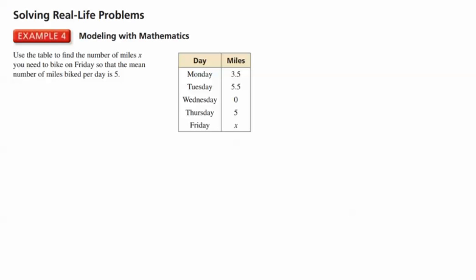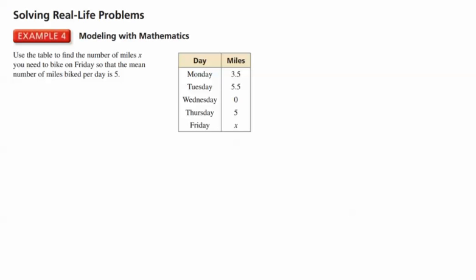Well, this is similar. Here we have someone who is riding their bicycle 5 days, Monday, Tuesday, Wednesday, Thursday, Friday, and they have ridden 3.5 miles on Monday, 5.5 miles on Tuesday. They didn't ride on Wednesday, 5 miles again on Thursday, and today, Friday, they want to know how many miles they need to ride in order to maintain their average of 5 miles per day.